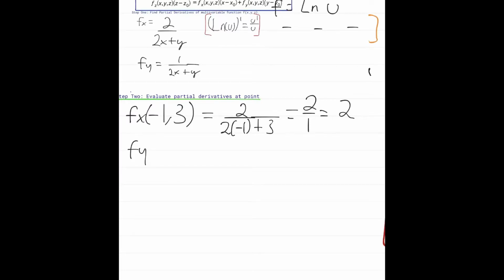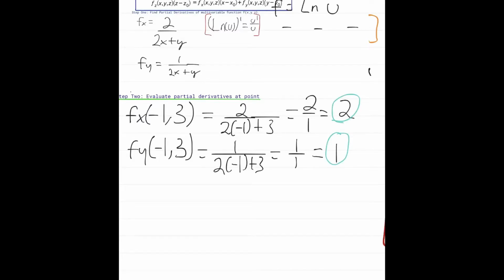What about partial y? Well, we do the same thing, except now we're just going to plug in the y terms. We're going to plug in with respect to f of y. So 1 divided by 2x plus y. We have the same denominator, so the denominator should be 1 as well. The numerator is just 1. And when we plug this in, we get 1 over 1. And the partial derivative of y evaluated at the point would simply just be 1. So now I'm going to put a circle around these two because we're going to come back to them.